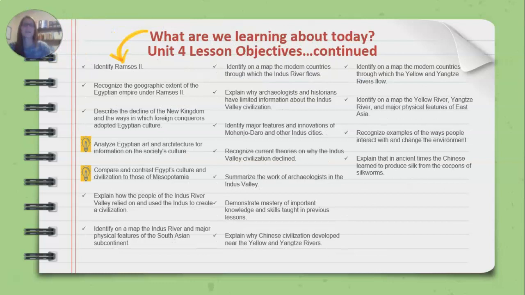So what are we learning about today? Our Unit 4, Lesson 4.10 learning objectives. Analyze Egyptian art and architecture for information on the society's culture, and compare and contrast Egypt's culture and civilization to those of Mesopotamia.